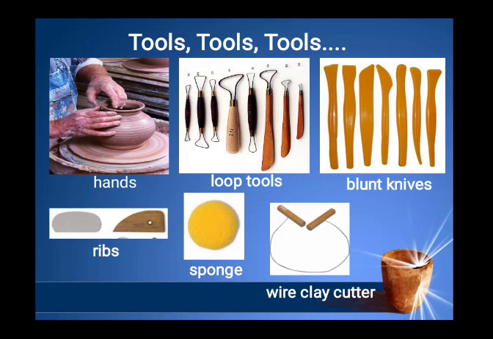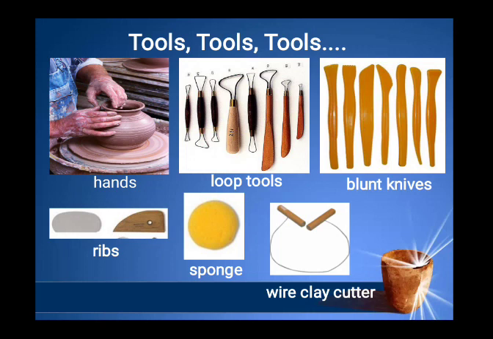Tools. Some tools to use when working with clay. What are the resources we need to work with clay? Number one, we need our hands, which is very important. Your hands, your fingers are very important to work with clay. Then the other one is a blunt knife. Do you have blunt knives? You don't use the sharp one. You don't use sharp objects when working with clay. We only need the blunt knives.